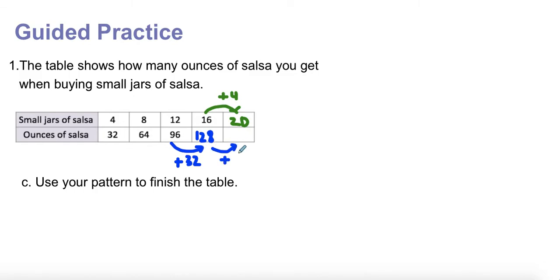Can anyone think of another pattern that I could have used to fill in my table? Another pattern that I could have used would be my pattern from top to bottom. So to figure out this missing box, I could have done 20 times 8 equals 160, and I would get the same answer.